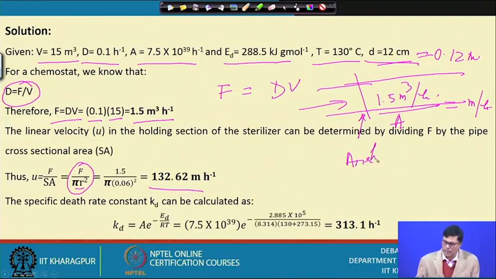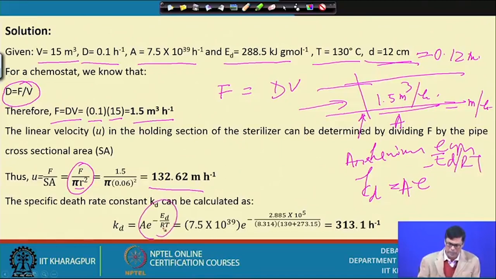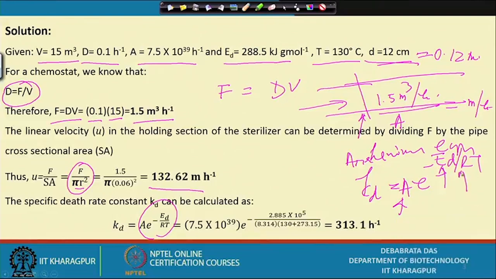Now, we know the Arrhenius equation. What is the Arrhenius equation? Arrhenius equation is Kd equal to A times e to the power minus Ed by RT. That is what is given here. Am I right? A is the Arrhenius constant, Ed is the deactivation energy requirement, R is the gas constant and T is the temperature of sterilization. So, all parameters are given here, so we can easily calculate what is the death rate constant.